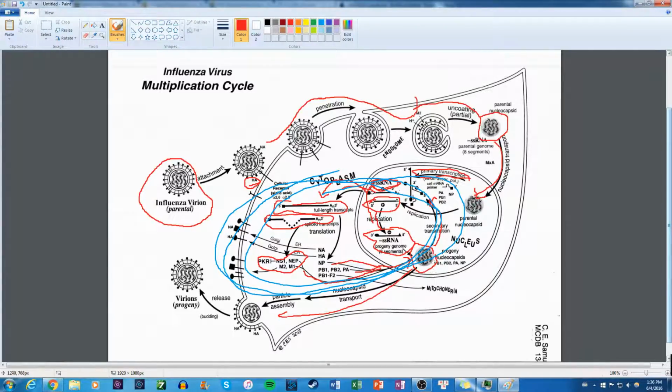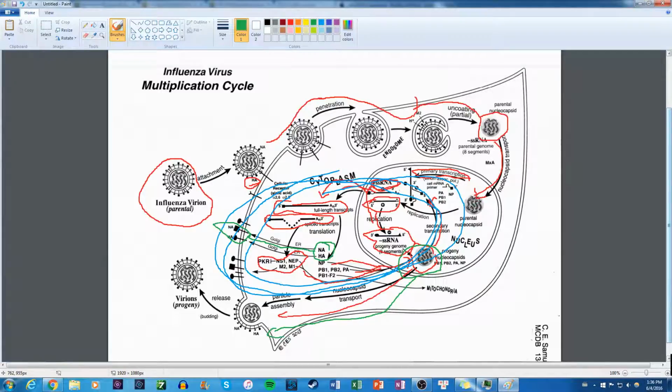So I said, let's do a different color. Let's do green. So here was the progeny nucleocapsid. I did say that you can go here, right? So this is just nucleocapsid transport, particle assembly. The neuraminidase and the hemagglutinin that are made during translation do not go back into the nucleus. They go through the ER into the Golgi apparatus, basically for protein maturation, and they get stuck right here in the membrane before the budding happens.